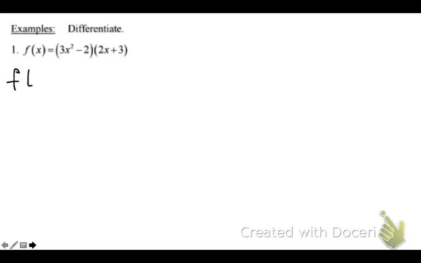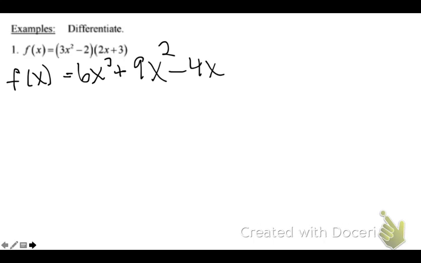So algebra first, we can just double distribute. This will give me 6x cubed plus 9x squared minus 4x minus 6. Combining like terms, oh, we don't have any like terms. So we can just go ahead and take the derivative of this.